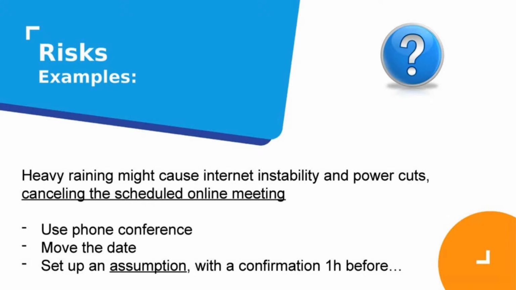You can move the date, since you know that on the date of that meeting we're going to have a storm. Or you can set up an assumption with a confirmation for that meeting 1 hour before it starts. We will talk about assumptions in a minute, and you'll see how that could be an assumption that would change the way I'm going to do that activity.